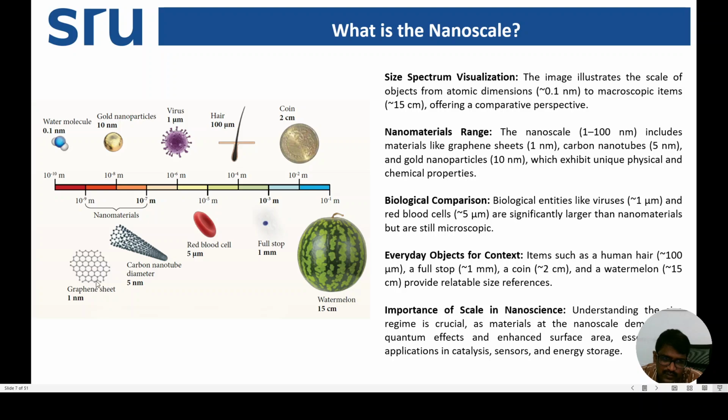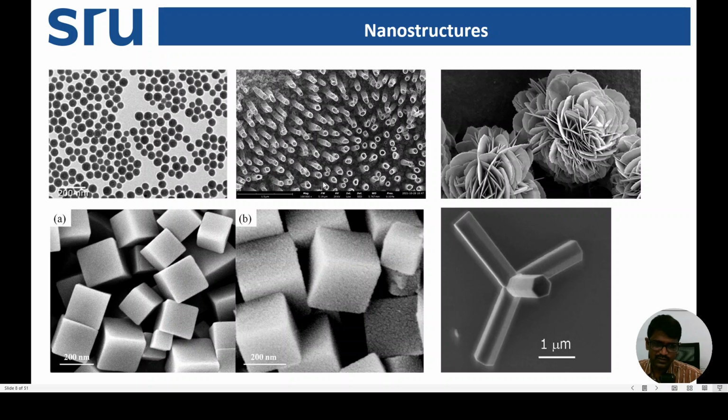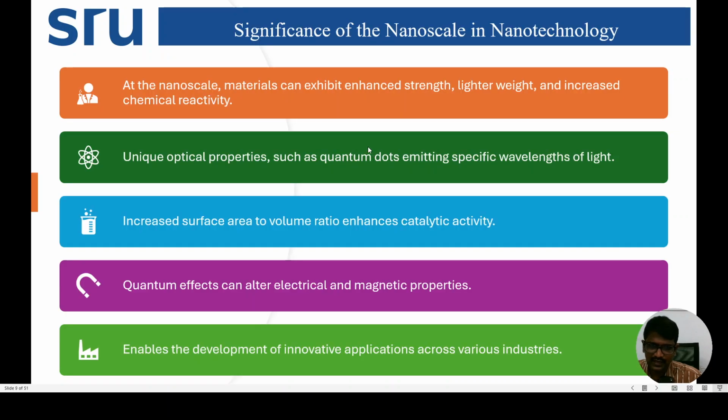So see this one. What are the examples here? Nanomaterials: you can find carbon nanotubes, graphene sheets, gold nanoparticles. These are all nanoparticles, right? Examples for nanostructures: nanoparticles, nanotubes, nanoflowers, nanocubes, nanotetrapods. There are so many morphologies, so many shapes of nanostructures available.